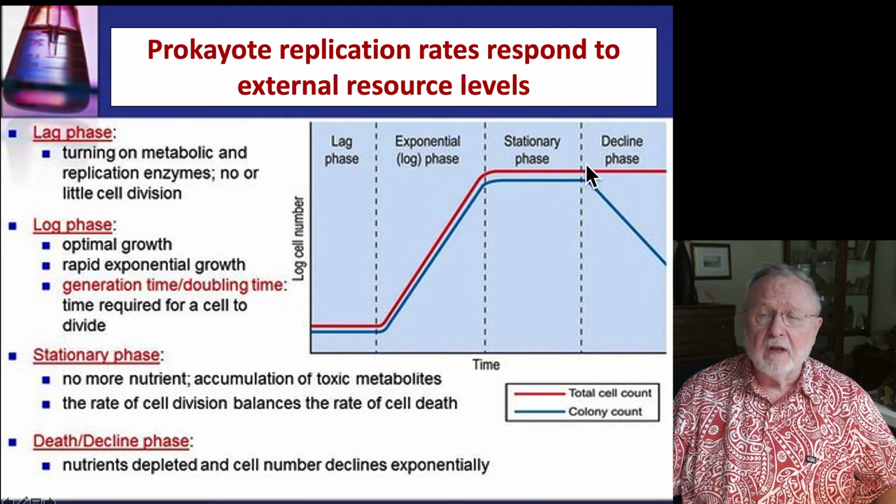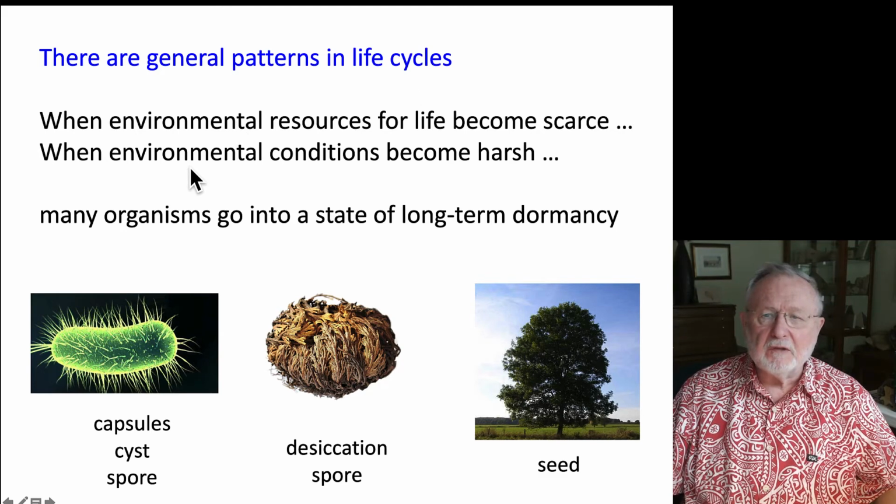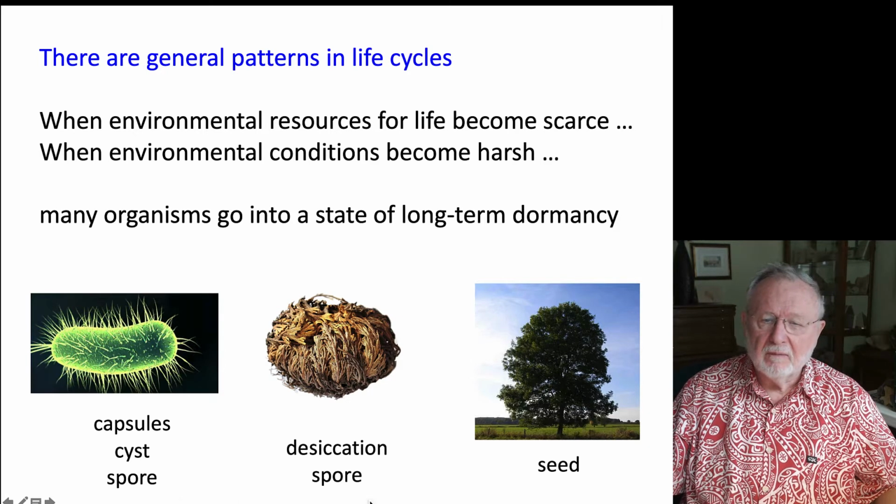We can also have a decline phase in which there are no more nutrients, cell numbers decline, and the prokaryote goes into a resting stage. This is very analogous to the general patterns of life cycles that we find in all organisms. When environmental resources become scarce, microbes, prokaryotes, develop a capsule or a cyst or a spore. We'll talk about each of those.